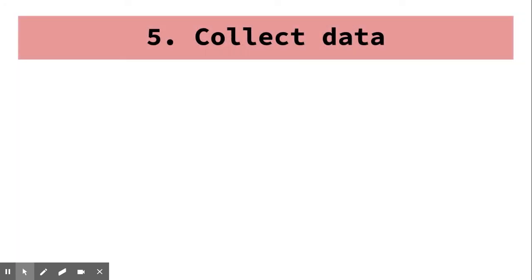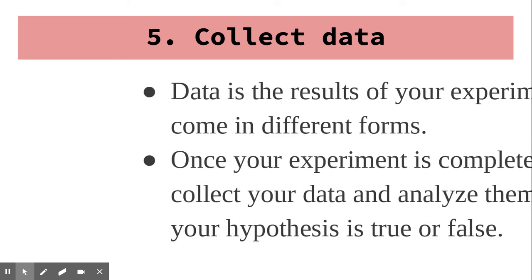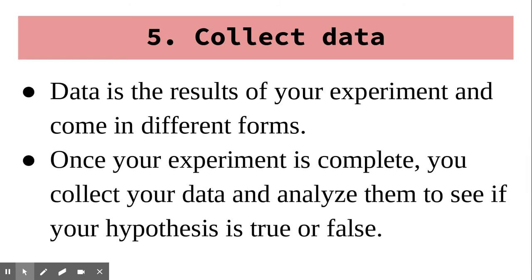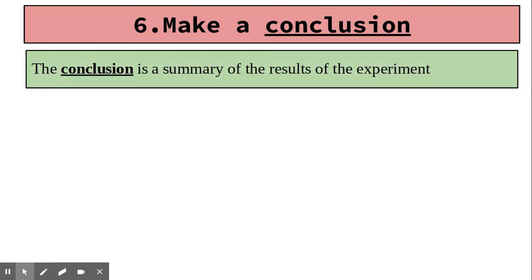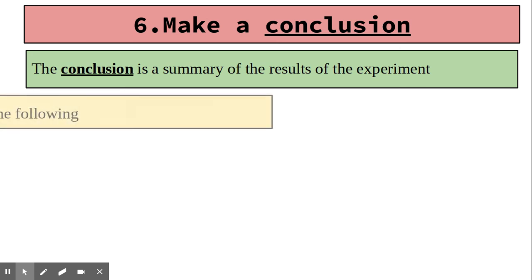Number 5, collect data. Data is the result of your experiment and can come in different forms. Once your experiment is complete, you collect your data and analyze them to see if your hypothesis is true or false. Number 6, make a conclusion. The conclusion is a summary of the results of the experiment.